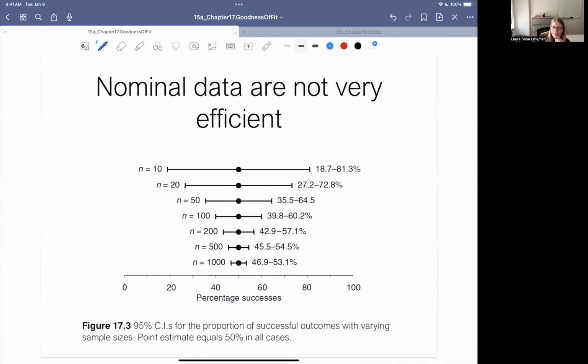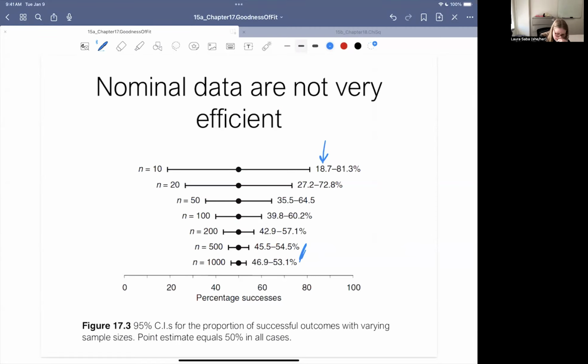Nominal data are not very efficient. So what do I mean by efficient here? It means I have to have really large sample sizes to be able to get a confidence interval that isn't gigantic. So for example, if I'm measuring a binary outcome, I've got a percentage of successes. I only have 10 samples. My confidence interval is huge, right? It goes from 20% to 80%. So it really takes away from the interpretation of my data set. And I really got to go big to narrow it down even into the 40s and 50s down here.